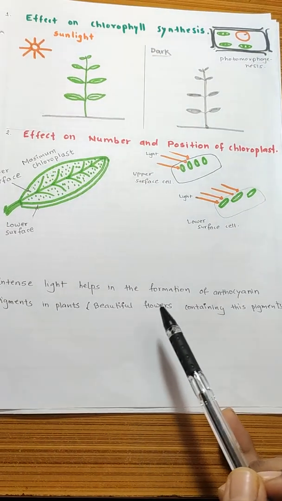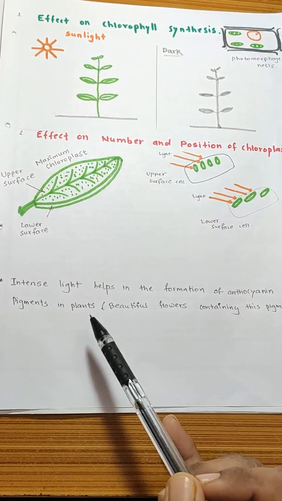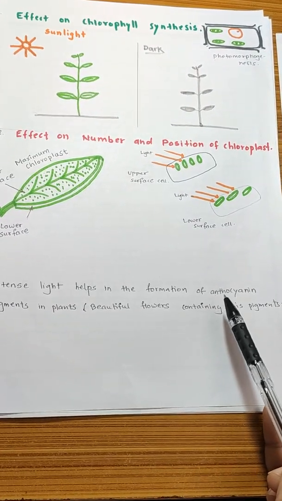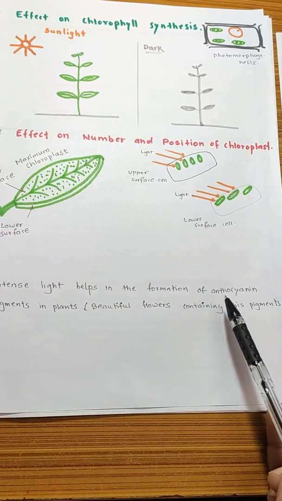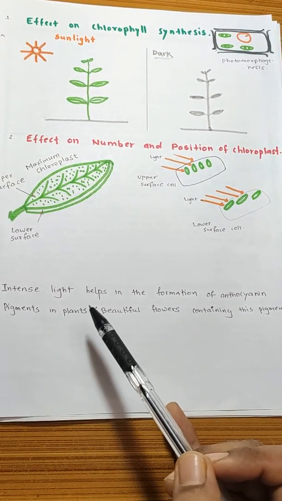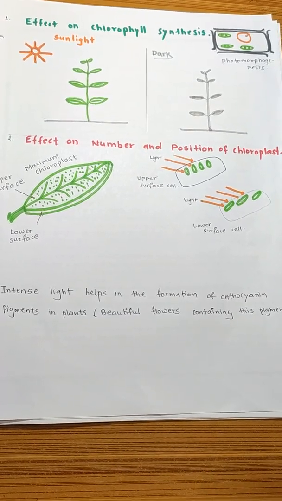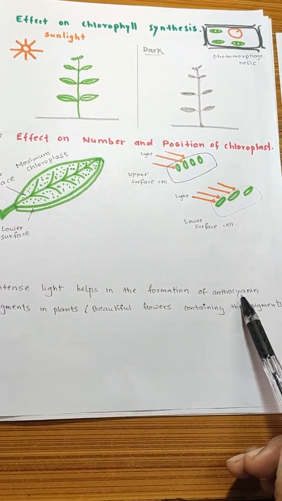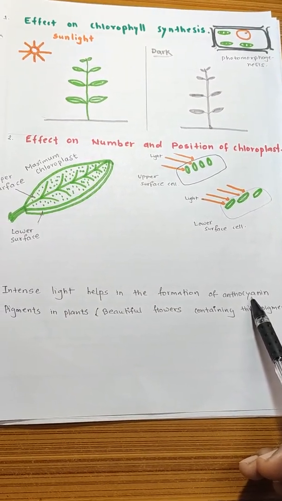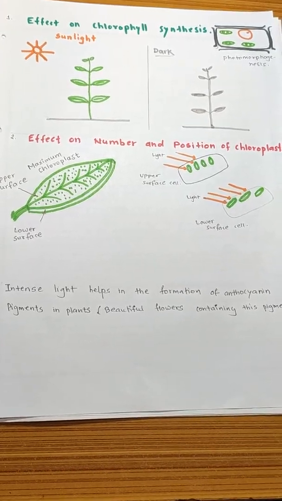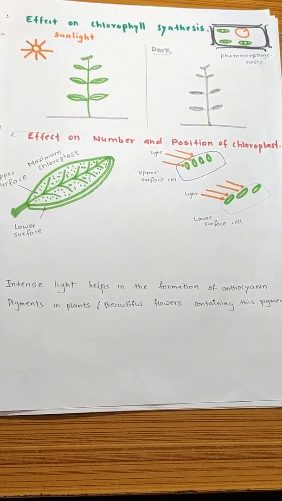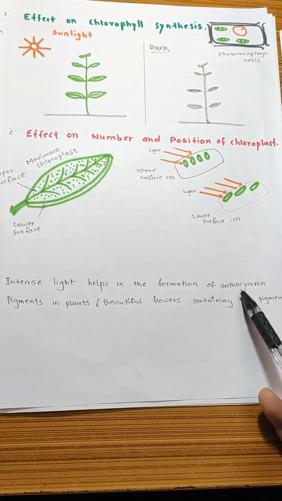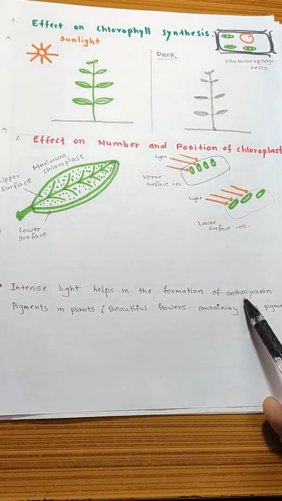Intense light helps in the formation of anthocyanin pigments in plants. Beautiful flowers contain this pigment. Anthocyanin pigments develop due to the sunlight. In a flower, in a petal, the beautiful colors like blue, etc., develop due to anthocyanin pigments, and these pigments only develop due to the light. So the colors appear due to anthocyanin, which is produced in the presence of sunlight.